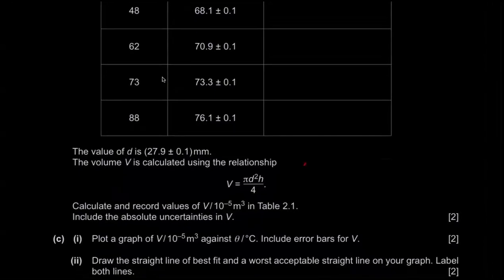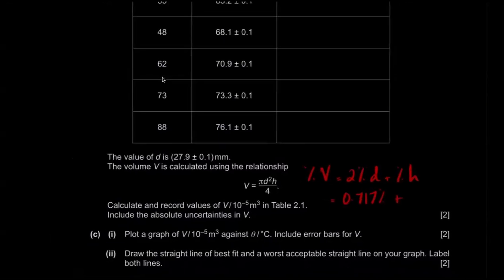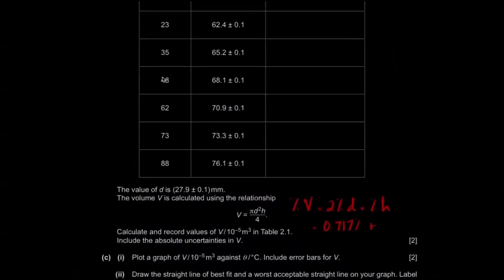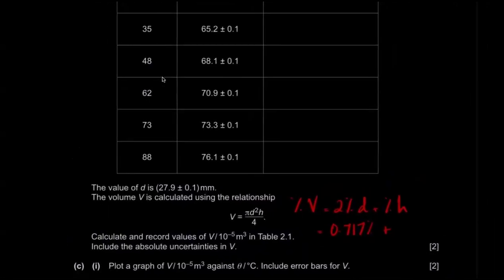So for V, I can see here that the percentage uncertainty in V would be twice the percentage uncertainty in D plus the percentage uncertainty in H, right? The value of D is always this thing. So I can find out 1% uncertainty and I can keep on using this always. So 0.1 over 27.9 times 100. This turns out to be 0.358%. And because it's twice, multiply this by 2 as well. So this turns out to be 0.717% plus whatever percentage uncertainty of H I'll be getting in each part. That is going to be my percentage uncertainty in V.